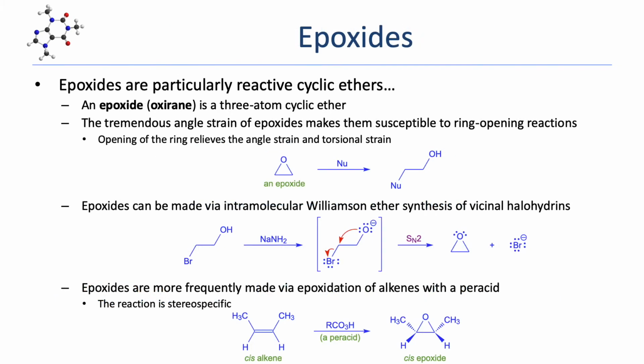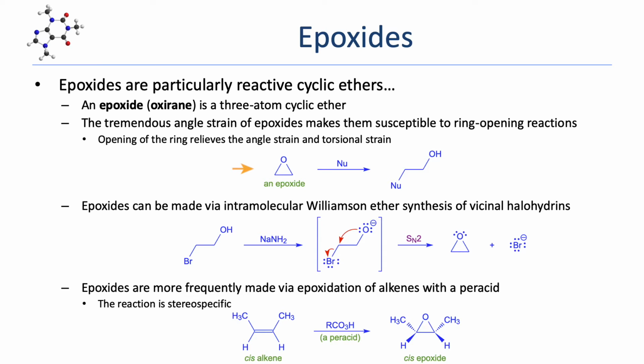We're going to wrap up our discussions on nucleophilic substitutions with a quick look at the reactions of epoxides. An epoxide is a three-atom cyclic ether. Epoxides are also known as oxiranes, and you can see the simplest one shown here. Epoxides are considerably more reactive than other ethers, and that's due to the tremendous amount of angle strain found in a three-membered ring. Epoxides are susceptible to ring opening reactions.